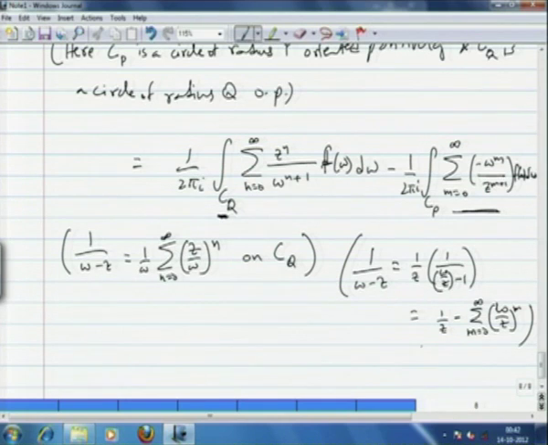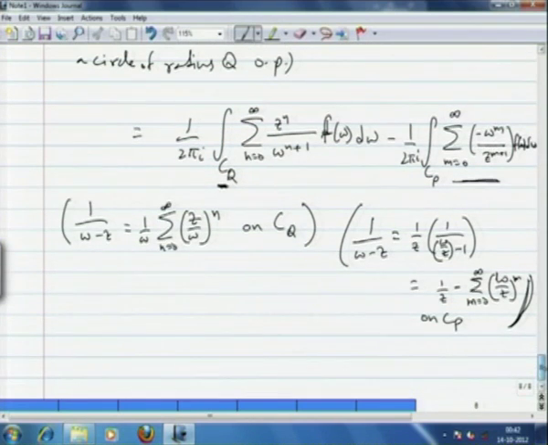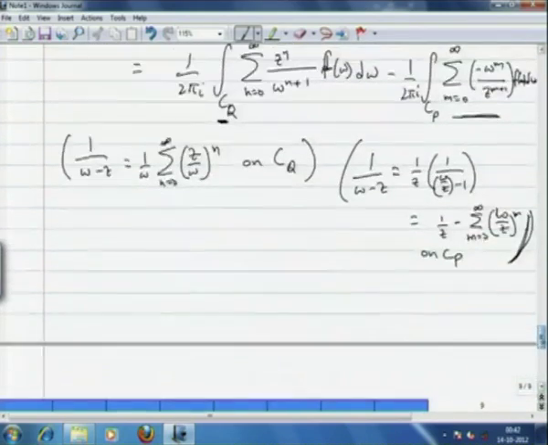Okay. This is, I should say, on C p, because the modulus p is strictly less than the modulus of z. Okay. You can do this for w belongs to C p. So, that is how we introduce these series into the integrands, okay.